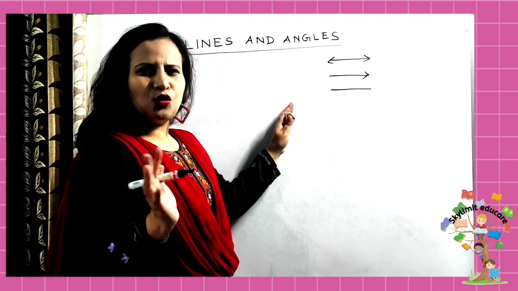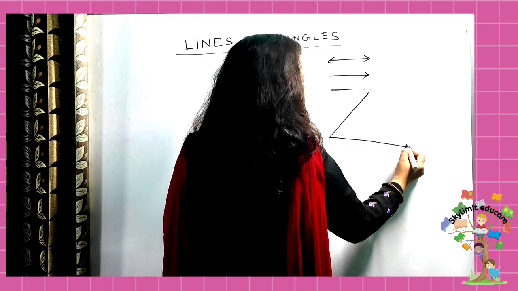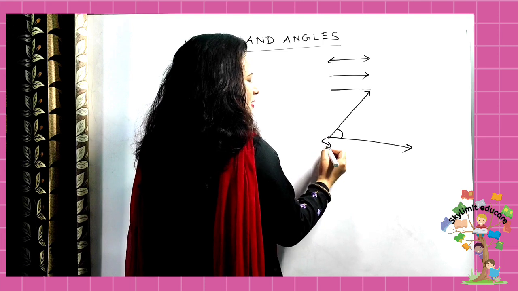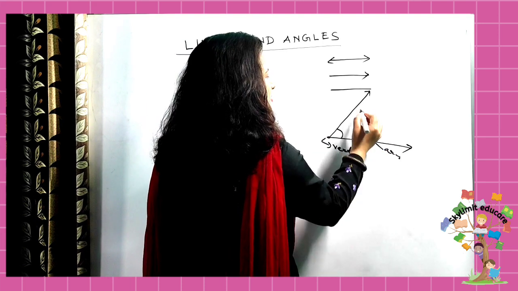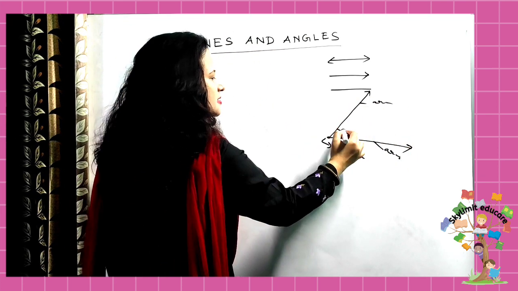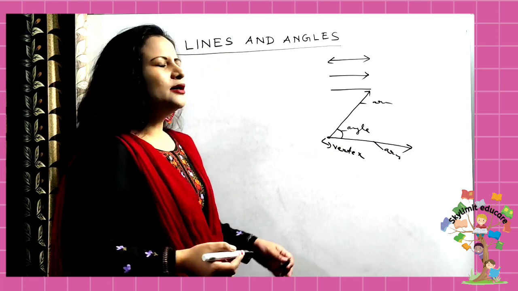And about angles, you know what is an angle. Angle is formed when two rays meet at a point. Okay, when two rays meet at a point. So this point is called as what? Vertex. And these are called as what? Arms. These are the arms of the angle. This is the angle. And this, the meeting point of the two rays, is called the vertex.